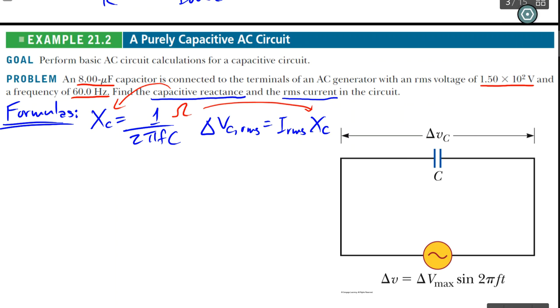Okay, so this is literally a plug and chug problem. We're given that the capacitor is 8 microfarads. Remember that micro means 10 to the negative 6. We're actually given a different RMS voltage this time. This is 150, and a frequency of 60 hertz, something we didn't have before. But that is everything we need to solve this problem. So for the capacitive reactance, it's literally plug and chug.